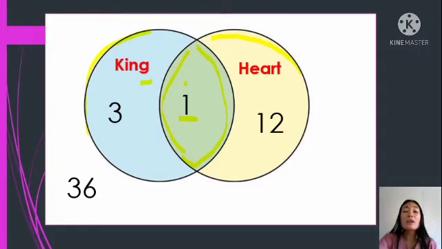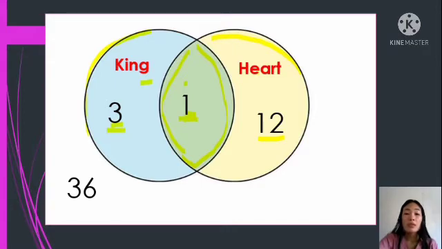So we know that there are 4 king cards in the standard deck of cards. So we have to write here 3. And then we know that there are 13 heart cards in a standard deck of cards. 12. We need to put here 12. So 12 plus 1 is 13, and 3 plus 1 equals 4.